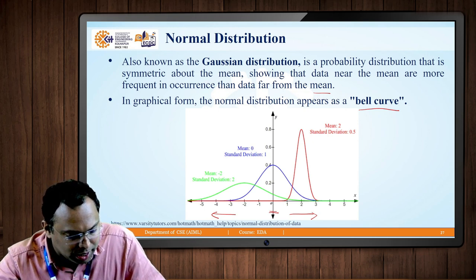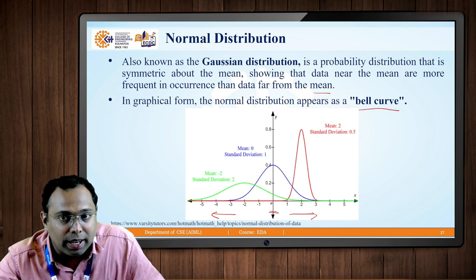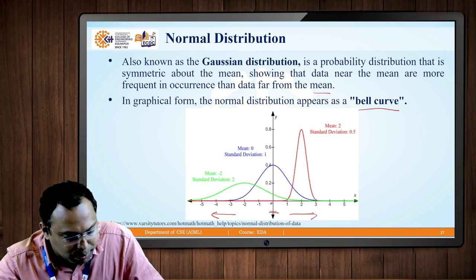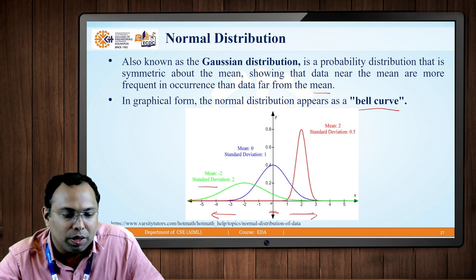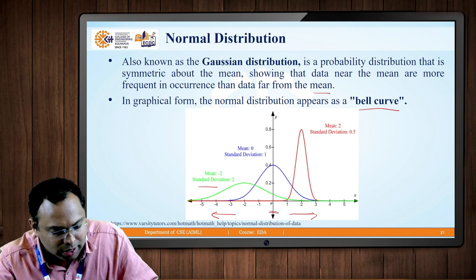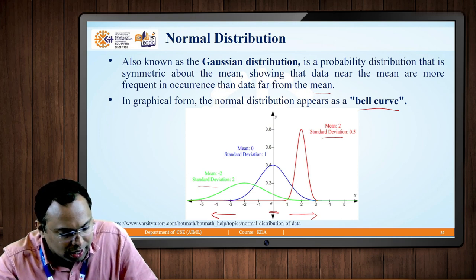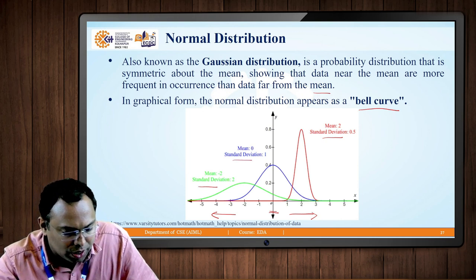Further, in this image, let us understand some more things. We have a few positive values on the y axis. Then we have three different bell curves. The first bell curve is in green, with a mean of minus 2 and a standard deviation of 2. The second bell curve is in red with a mean of 2 and a standard deviation of 0.5. And the third bell curve is in blue, with a mean of 0 and a standard deviation of 1. So what do we understand by these three examples?